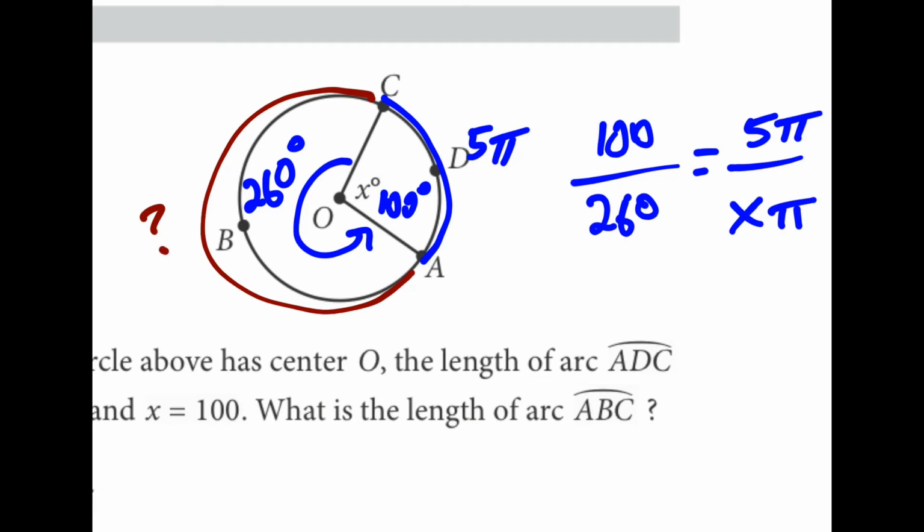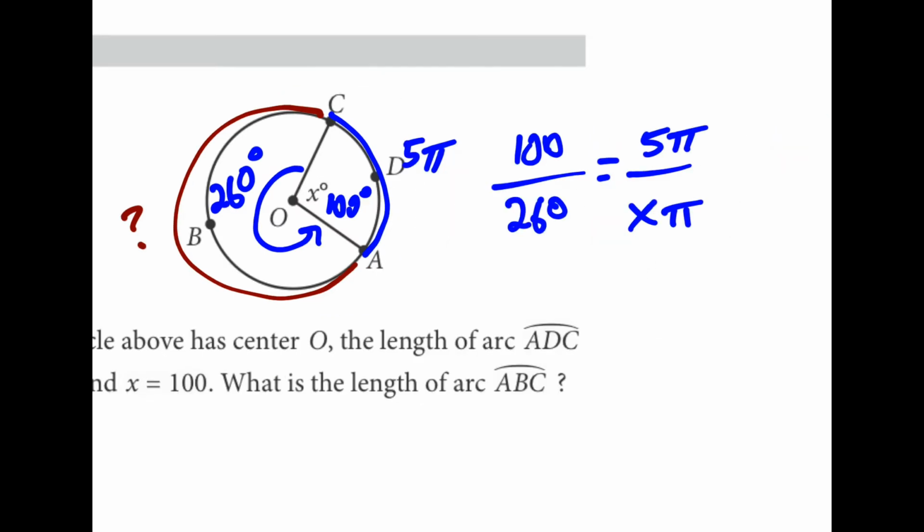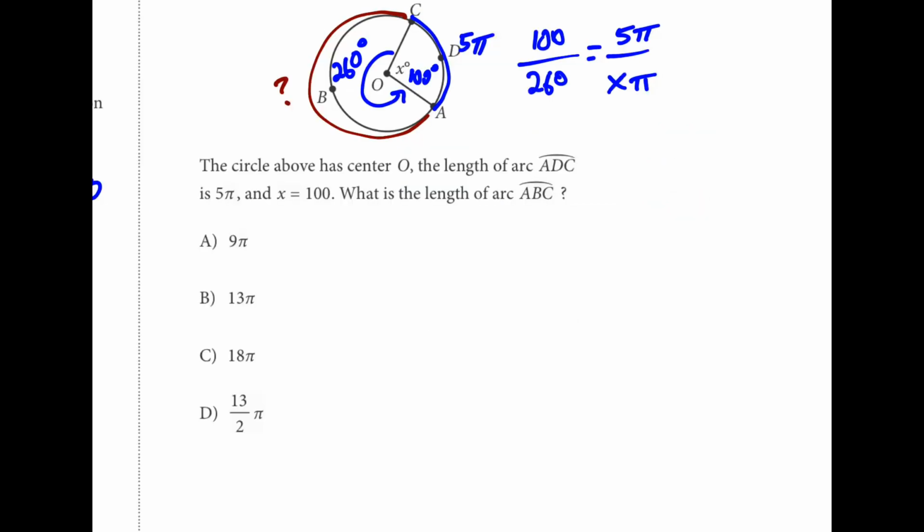The most common mistake here would probably be to say 100 is to 360. That's the total circle. We want to compare it to 260. Since this is the non-calculator portion, I would think of it like this. 100 times what is 260? Well, times 2.6. It's about 2.5 times. So 2.5 times 5. Well, 5 times 2 would be 10. Another half of that would be about 12.5, which gives me my answer, B, 13 pi.